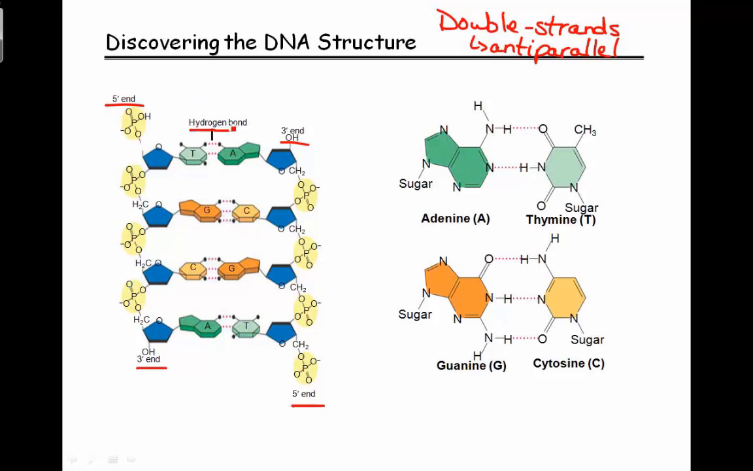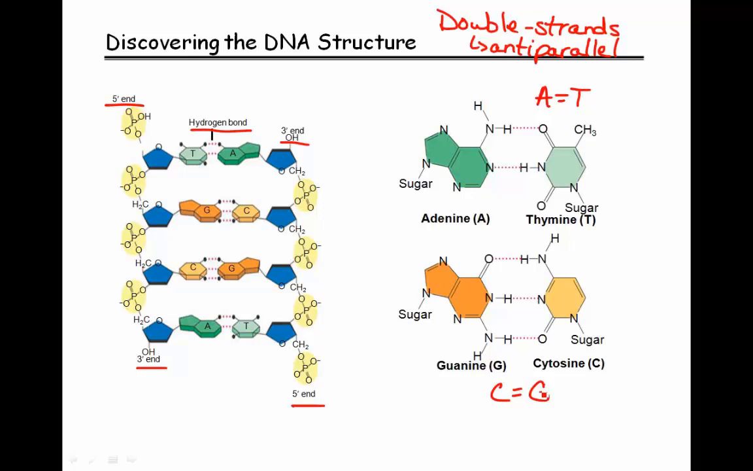Specifically, the bases are held together by hydrogen bonds, and those hydrogen bonds form specifically between A and T, which is exactly why A was always equal to T in Edwin Chargaff's rules, and the C's and G's are always hydrogen bonded to each other, which is why the C was always equal to the G. So here we see the molecular basis for Chargaff's rules. If DNA is always double-stranded, that means that whenever you have an A in one strand, you will without a doubt have a T in the other strand. And if you ever have a C, you will also have a G across from that.